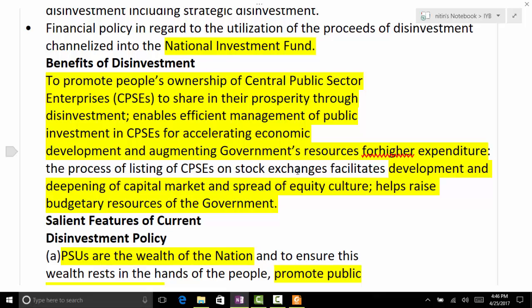You can see the multiple benefits of disinvestment. So read and remember all of these. Read them again. Is there any provision that the proceeds of disinvestment will be used in welfare schemes only? Yes, there is a provision under the National Investment Fund. Now the scope was broadened. We'll come to that point.